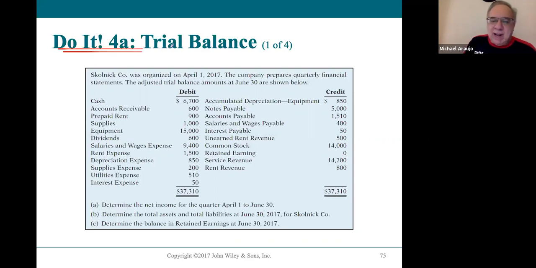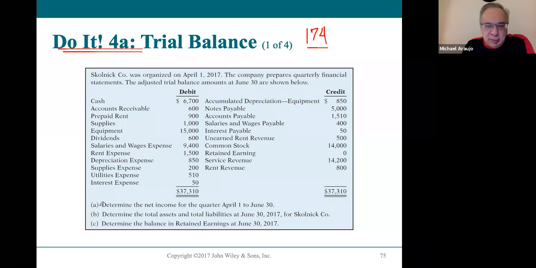Page 174 has this do it exercise on it. I mean, I personally am not totally thrilled about it because it doesn't show you exactly what you're supposed to be doing. It does it in different ways. It tells you the information for Slotnick, which was organized on April the 1st. Okay. And here they're preparing a quarterly statement because the amounts are adjusted as of June 30th. Okay. So this is the adjusted trial balance. So these are the final numbers that we're going to use for our statements.